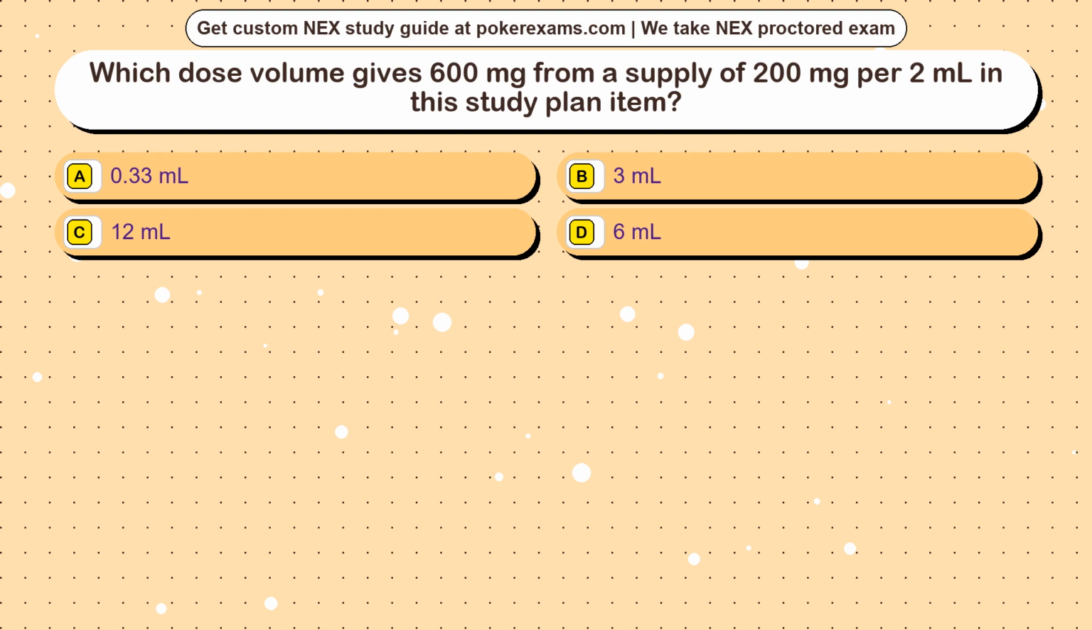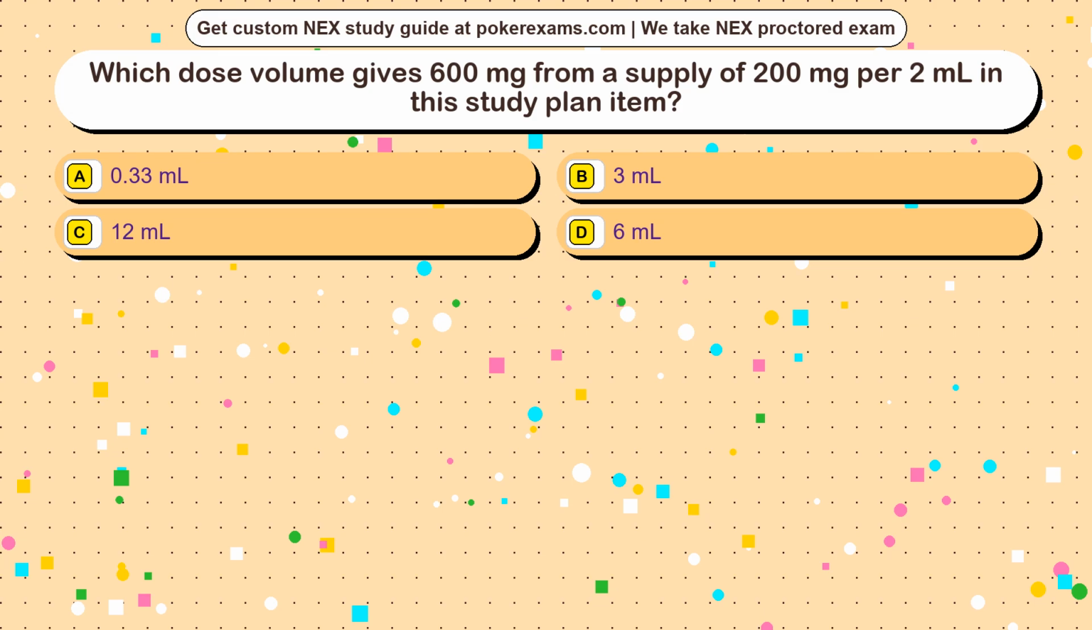Question 1. Which dose volume gives 600 mg from a supply of 200 mg per 2 ml in this study plan item? Option A is 0.33 ml. Option B, 3 ml. Option C, 12 ml. Option D, 6 ml.